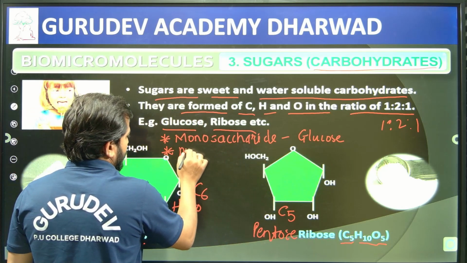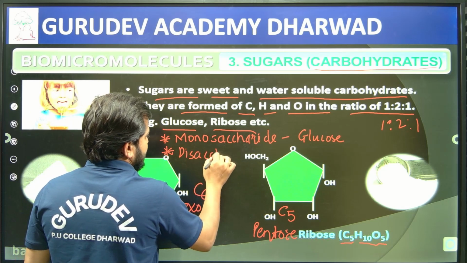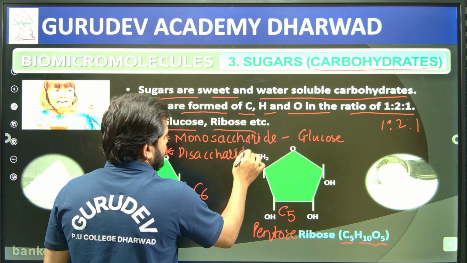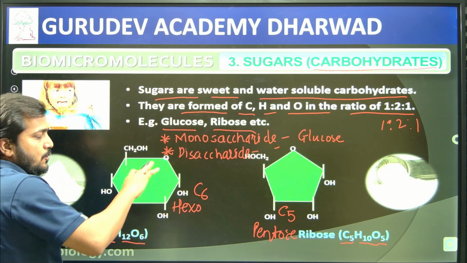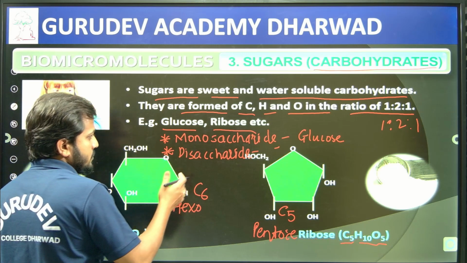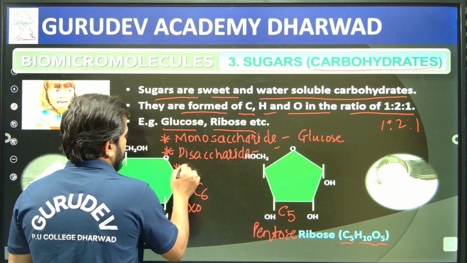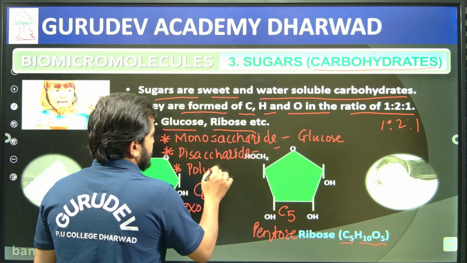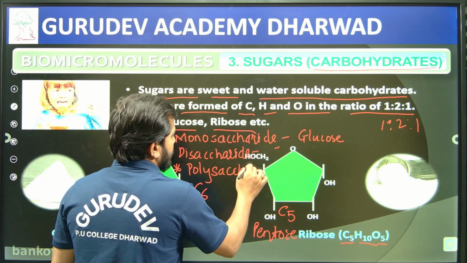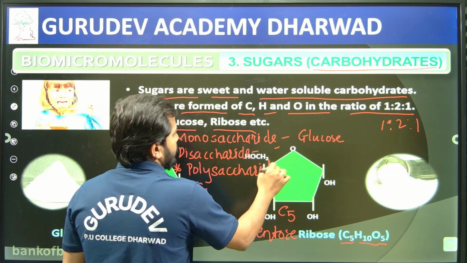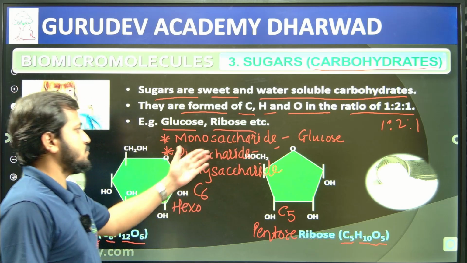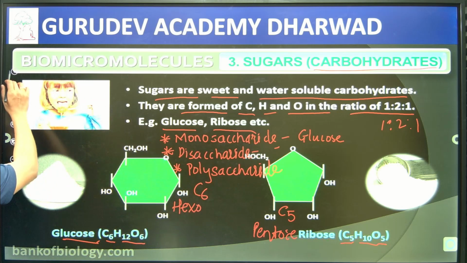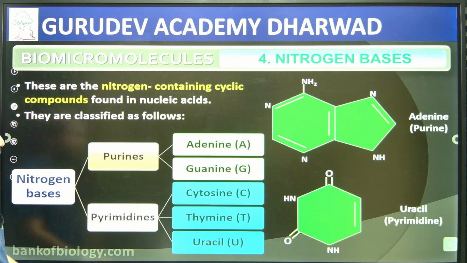Then there is something called disaccharide. An example you can consider is sucrose, which is made up of one molecule of glucose and one molecule of fructose, right? Then there is polysaccharide, where more than 10 monomers get attached to each other and form a long structure. That is what we call polysaccharide, right?